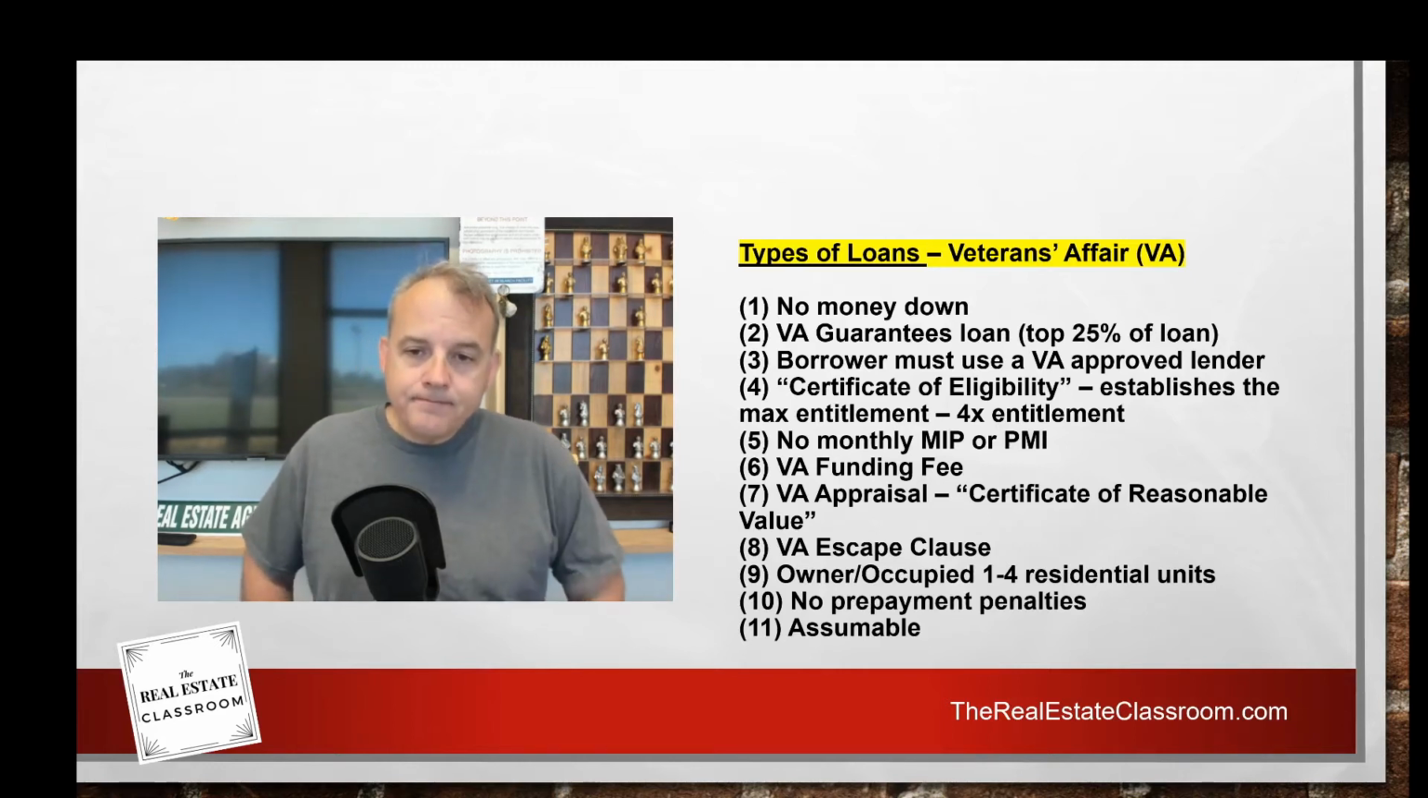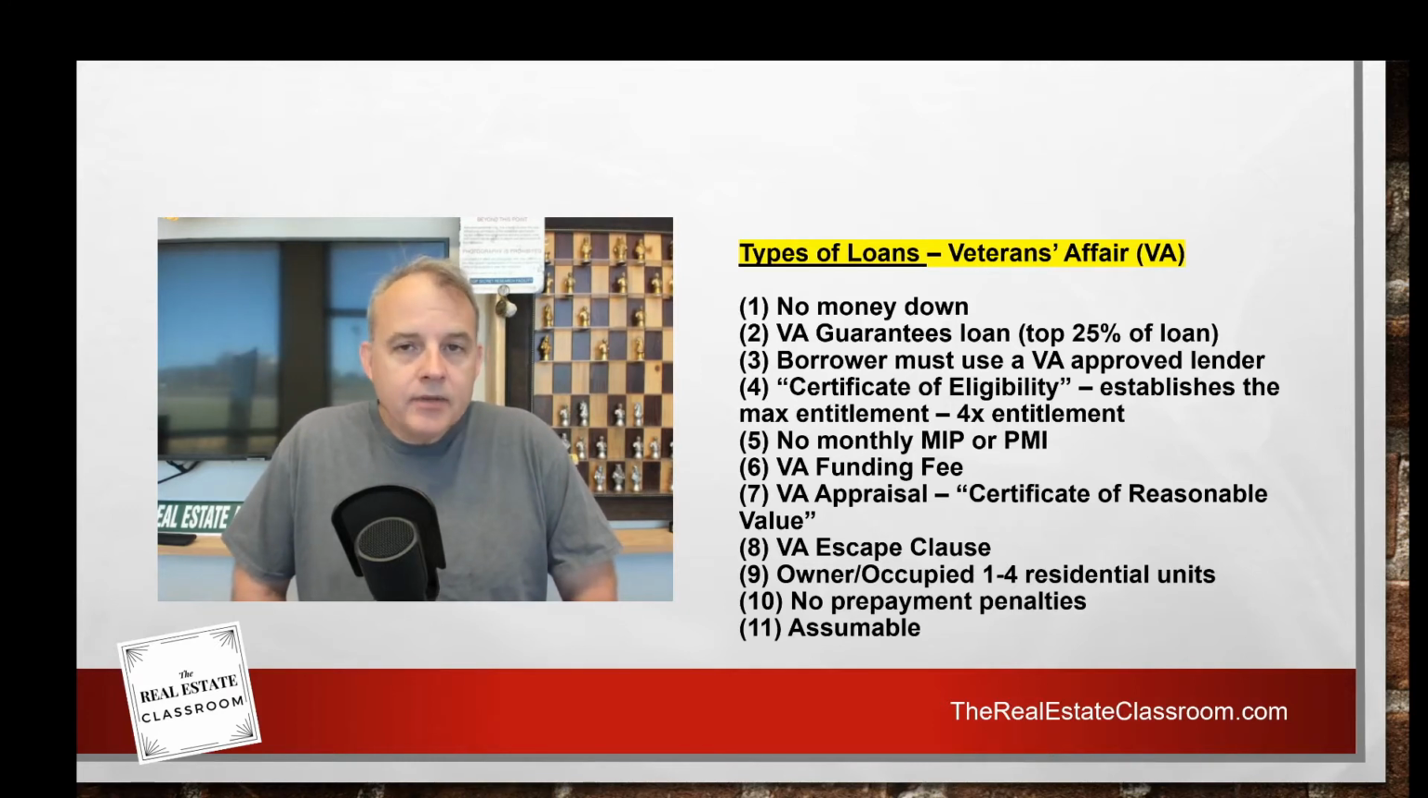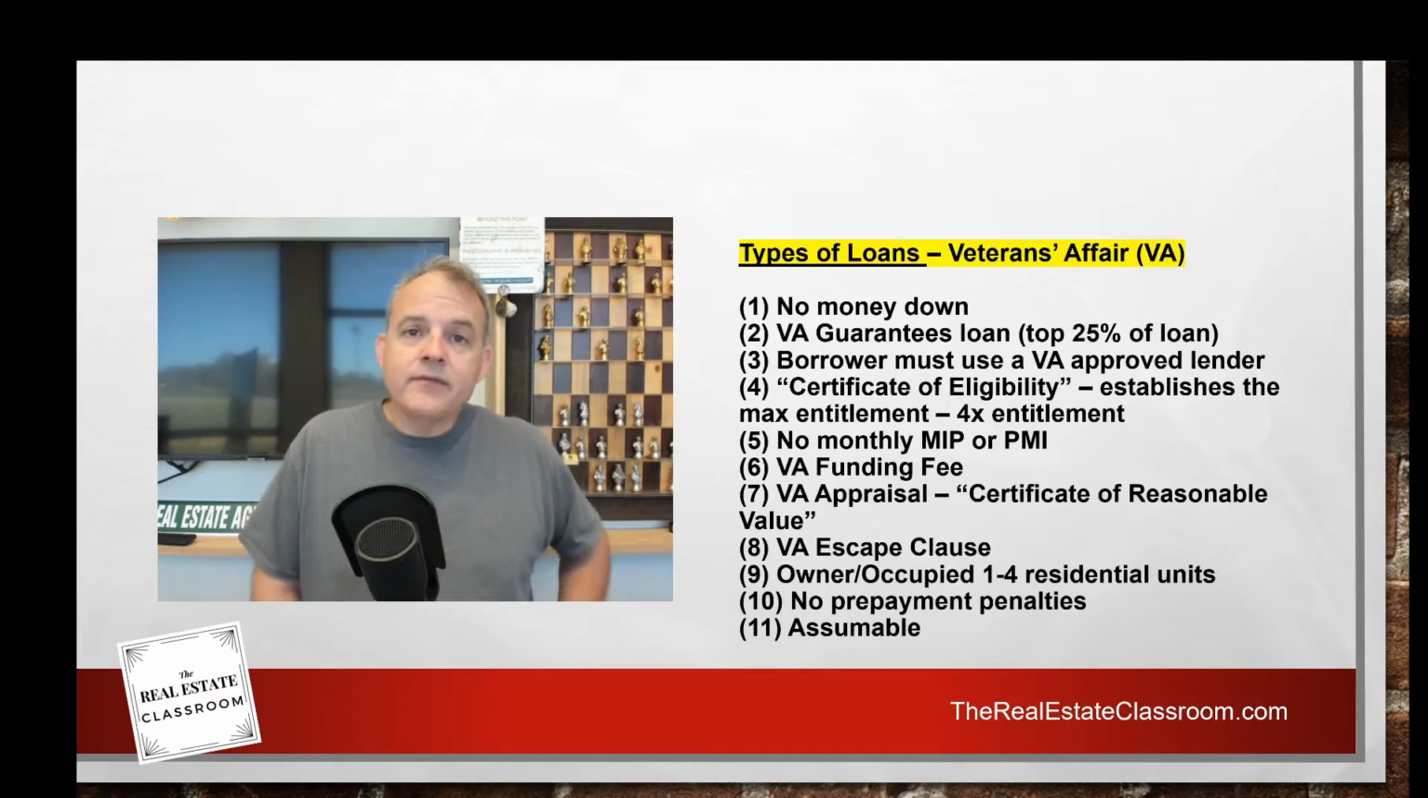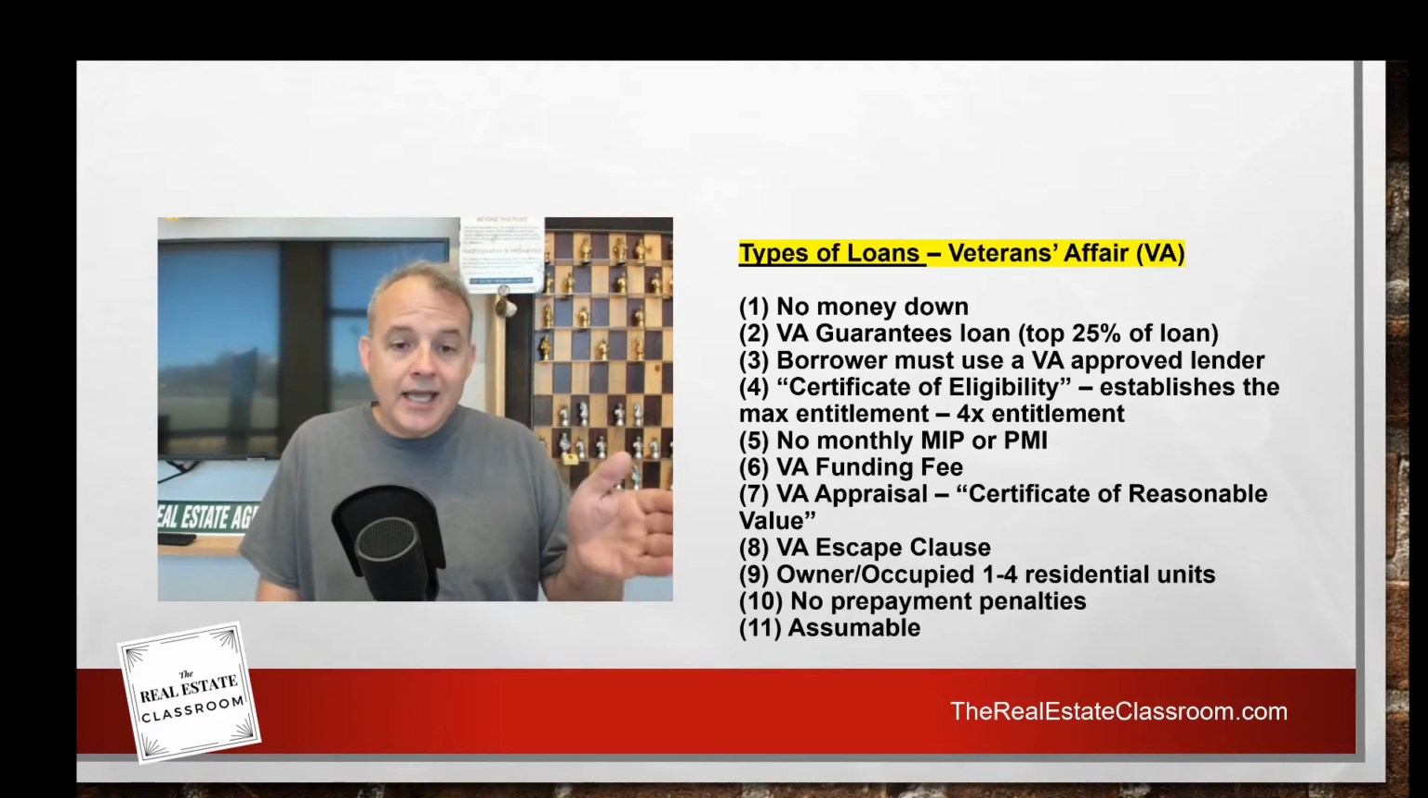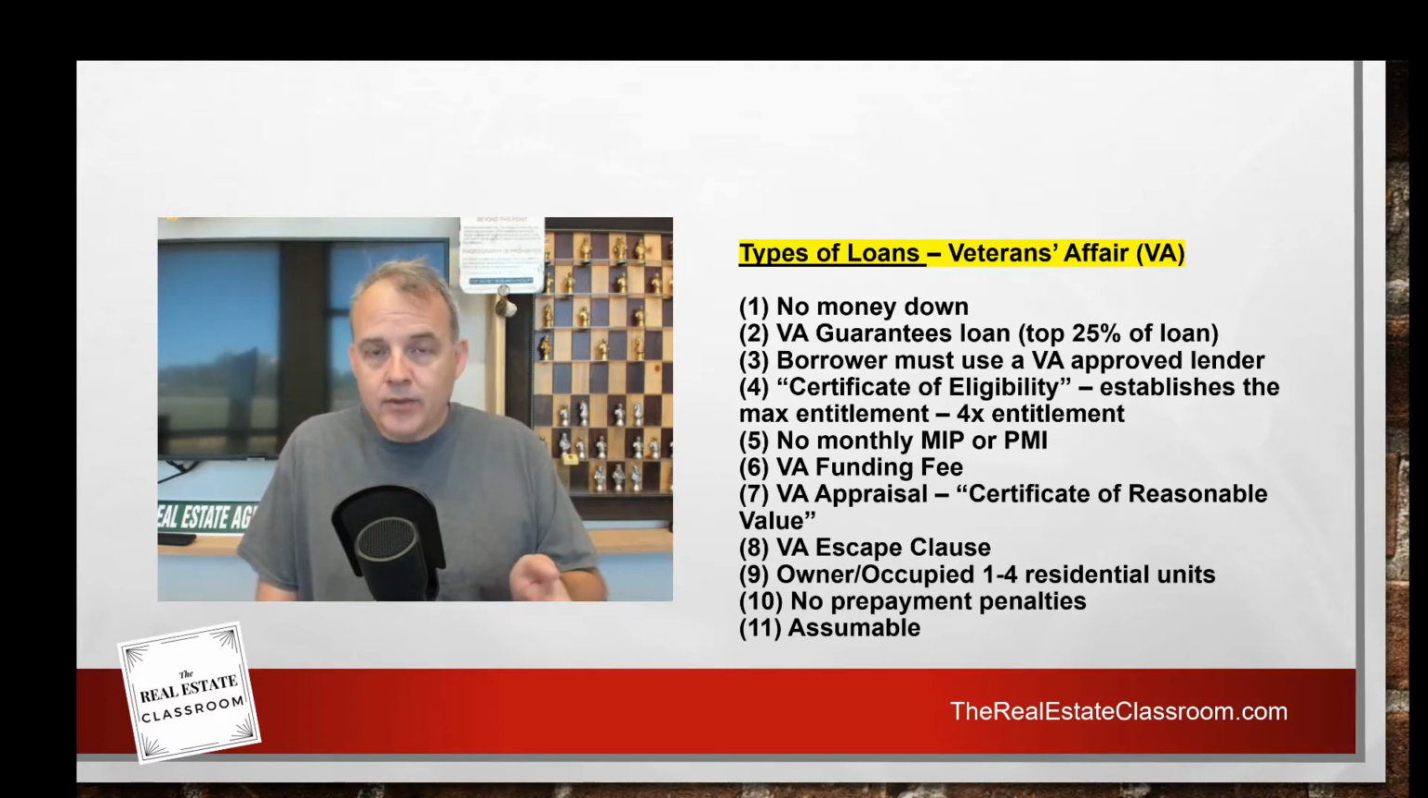Number 9, the VA type loans require owner-occupied 1 to 4 residential units. So you can't use it to buy investment properties for single-family houses. However, if the veteran buyer wanted to buy a duplex, a triplex, or a fourplex, that would be okay. But he or she would have to live in one of the units and then rent the other ones out.